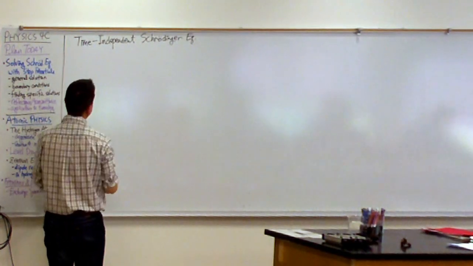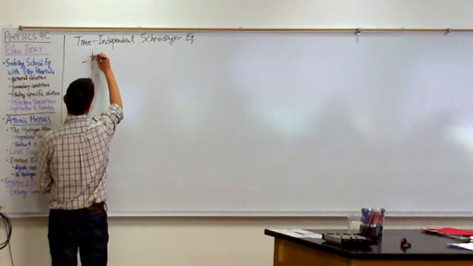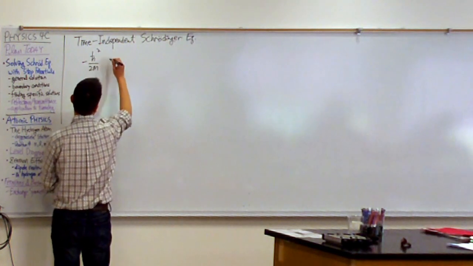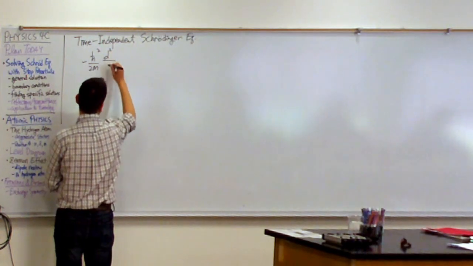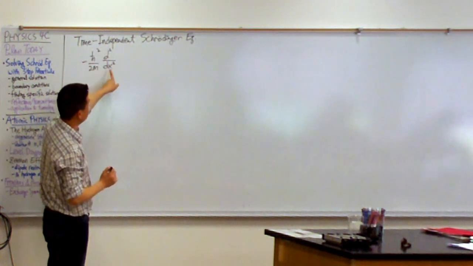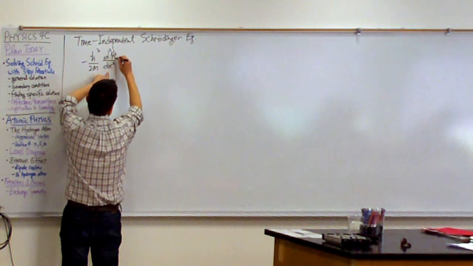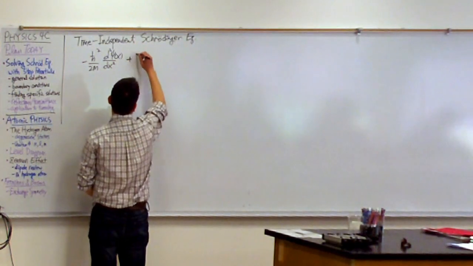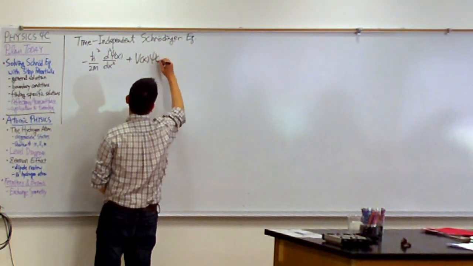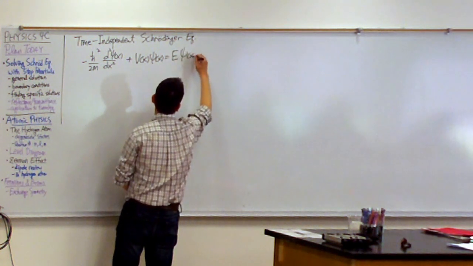Let me write it down first. Time-independent Schrödinger equation: minus h bar squared over 2m, second position derivative. And when I write down the time-independent Schrödinger equation, I don't write this as partial derivatives anymore, mainly because the function that you are taking derivatives of should only be a function of x. It should no longer be a function of position and time. Plus the potential term is equal to energy times the wave function.